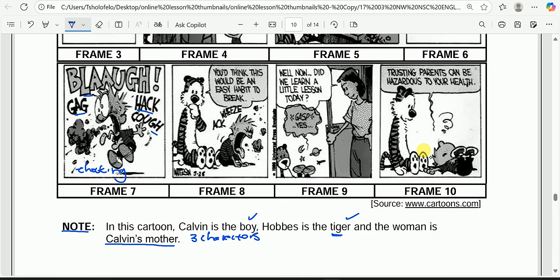And now in frame 8, Hobbs says, you'd think this would be an easy habit to break. And then he's still coughing, whiz. There's that cloud of smoke coming out to show that indeed he got choked by the cigarette. And then the mom said, well, now, did we learn a little lesson today? And then he says, gasp, yes. And then Calvin says that trusting parents can be hazardous to your health.